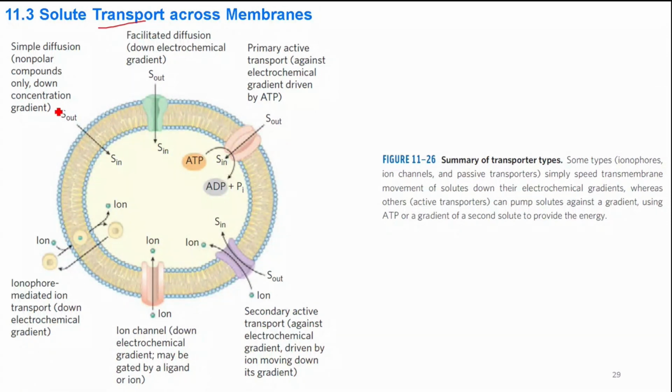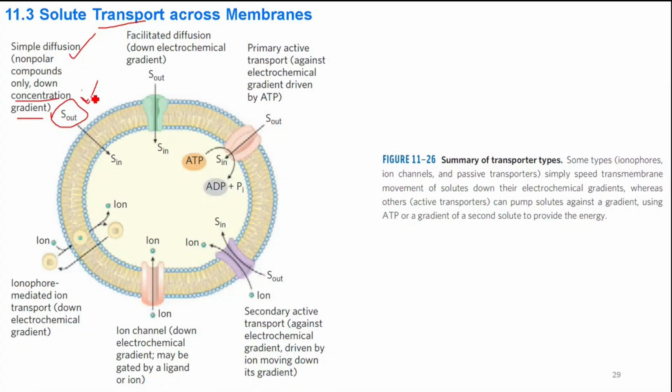We will see simply here. Sometimes simple diffusion is there. Simple diffusion occurs only down the concentration gradient. Down the concentration gradient means molecules are moving from higher concentration to lower concentration, but the condition is that they must not be charged. Charged molecules cannot move across the lipid bilayer. Charged molecules cannot move across the cell membrane.